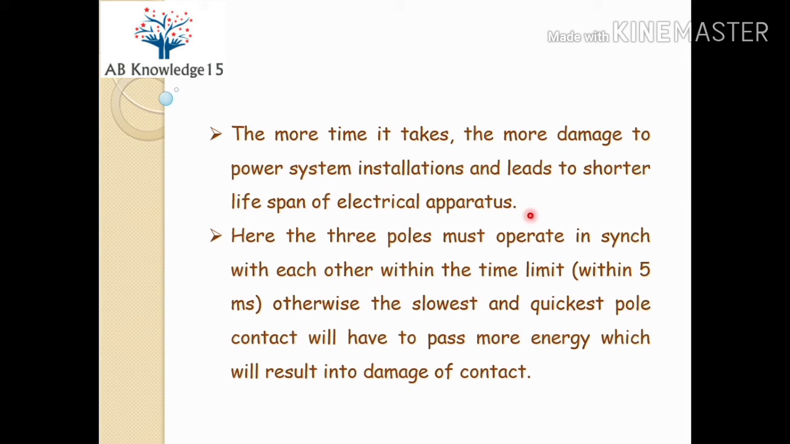So that's why the timing test of circuit breaker is important, and we are calculating its timing values. Here also the three circuit breaker poles must operate in sync with each other within the time limit. The time limit between the circuit breaker poles is 5 milliseconds. Here all the values of the timing test you will obtain in milliseconds of time. The circuit breaker operates in milliseconds.